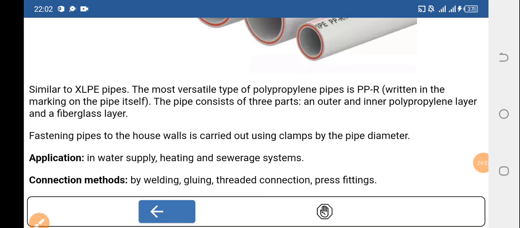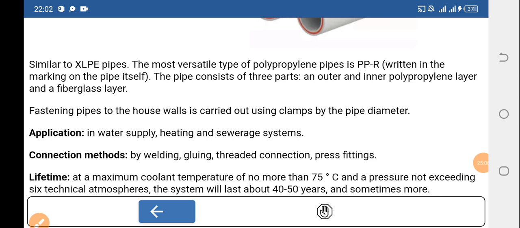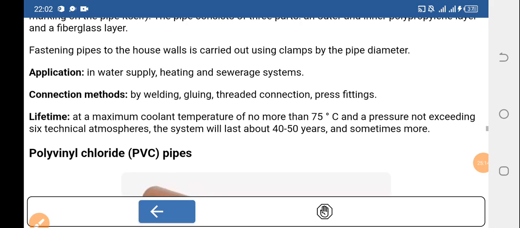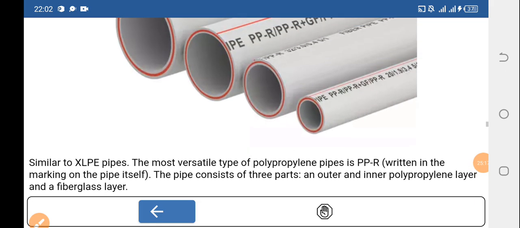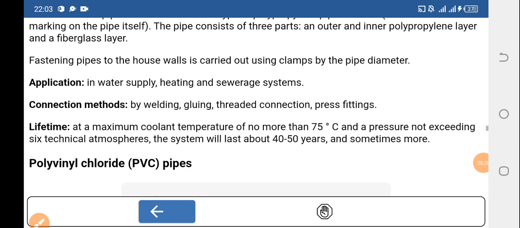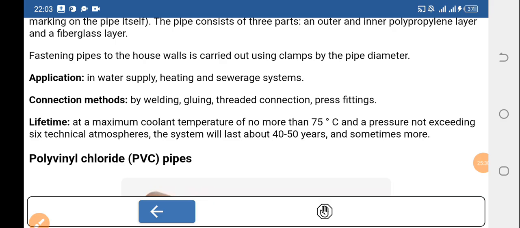Fastening pipes to the house walls is encouraged using clamps by pipe diameter. So it depends on the type or the diameter you're using. Application in water supply, heating, and the sewerage system. In sewerage systems, we're talking about a big diameter of pipe. As you can see, we have half-inch, 3/4, 1 inch, 1.25 and 1.5 going up. And connection method by welding. Remember, in my preamble, I said we can weld, meaning that we can weld using the PPR welding machine.